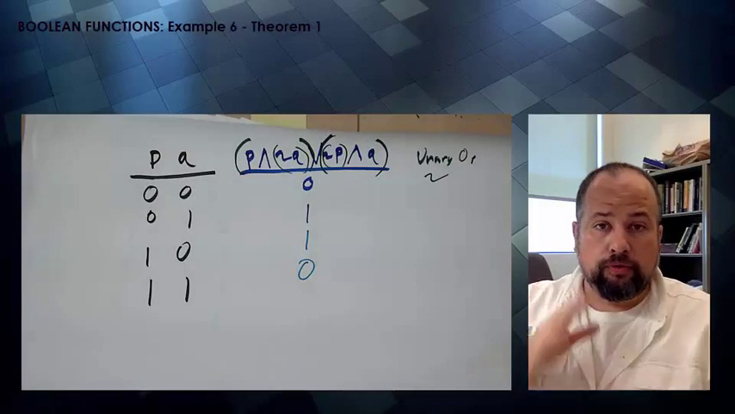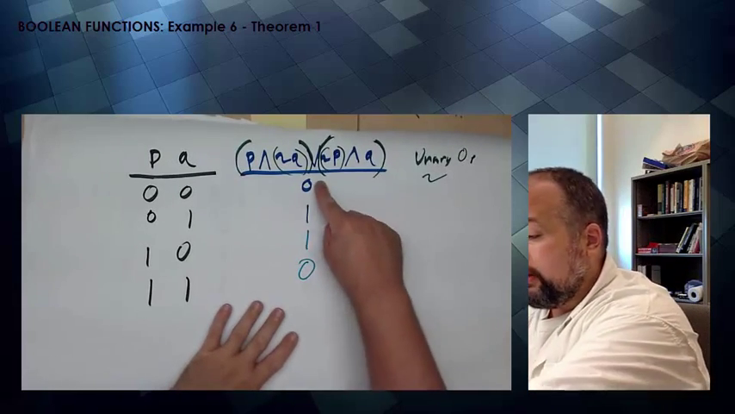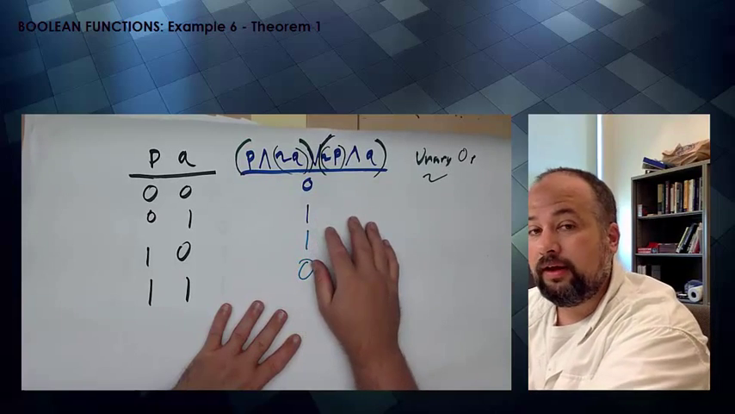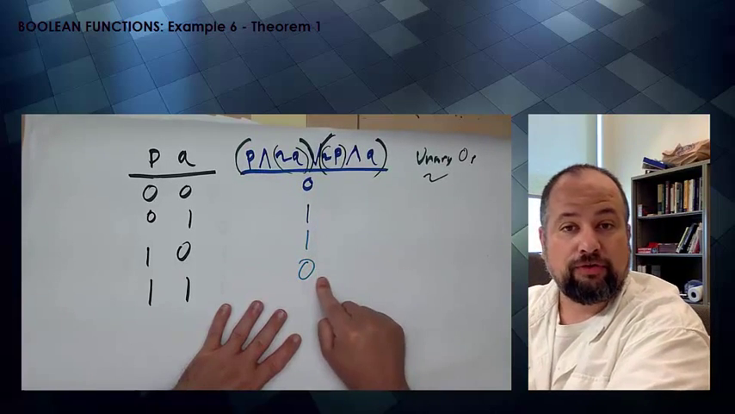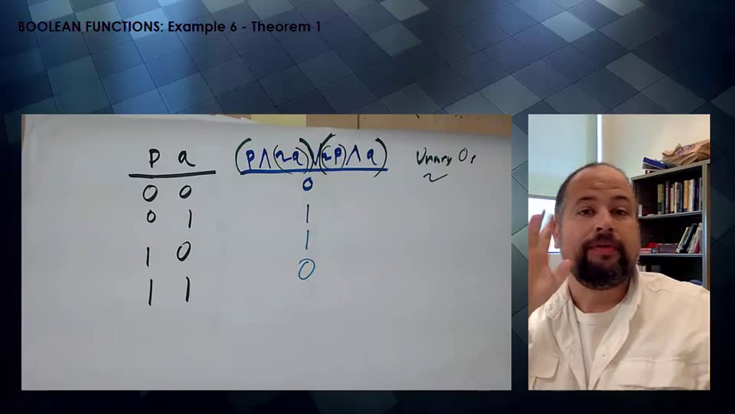So what I hope you figured out in the last one is that this is how that function came out. And what does that look like? That looks like an XOR, right? That looks exactly like an XOR. It is an XOR, an exclusive OR.